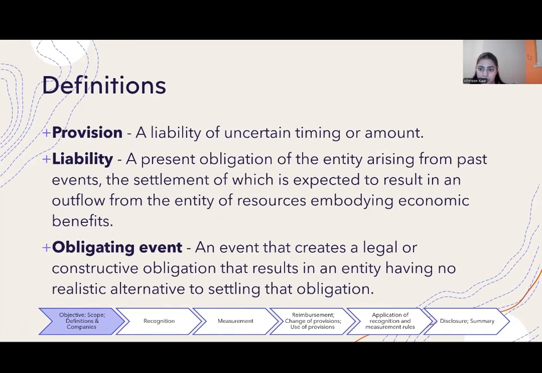Before we go ahead, there are certain definitions that we need to get clear on. The first is the provision. It's a liability of uncertain timing or amount. Liability is a present obligation of the entity arising from past events, the settlement of which is expected to result in an outflow from the entity of resources embodying economic benefits. Obligating event is an event that creates a legal or constructive obligation that results in an entity having no realistic alternative to settling that obligation.